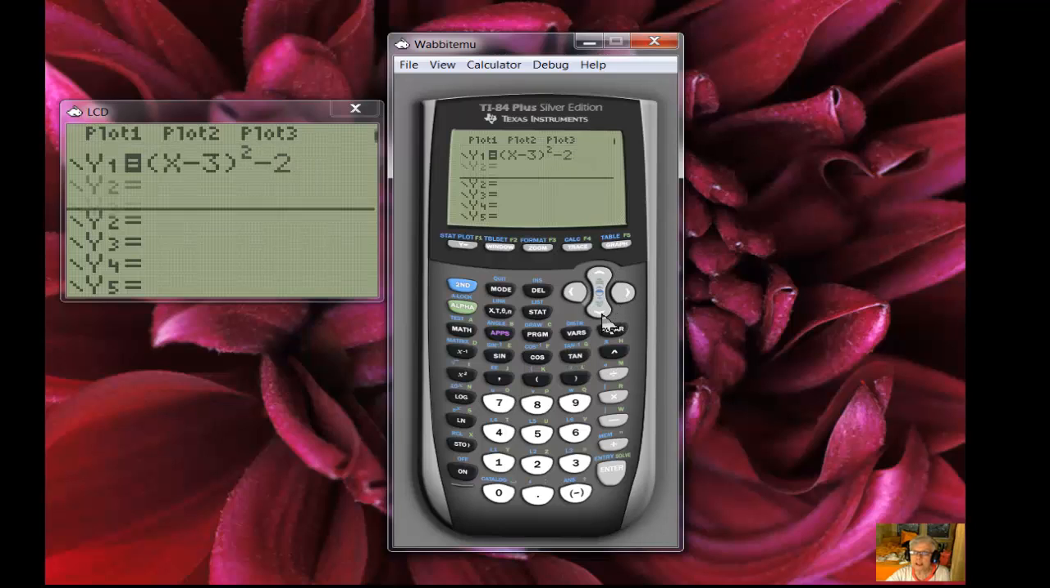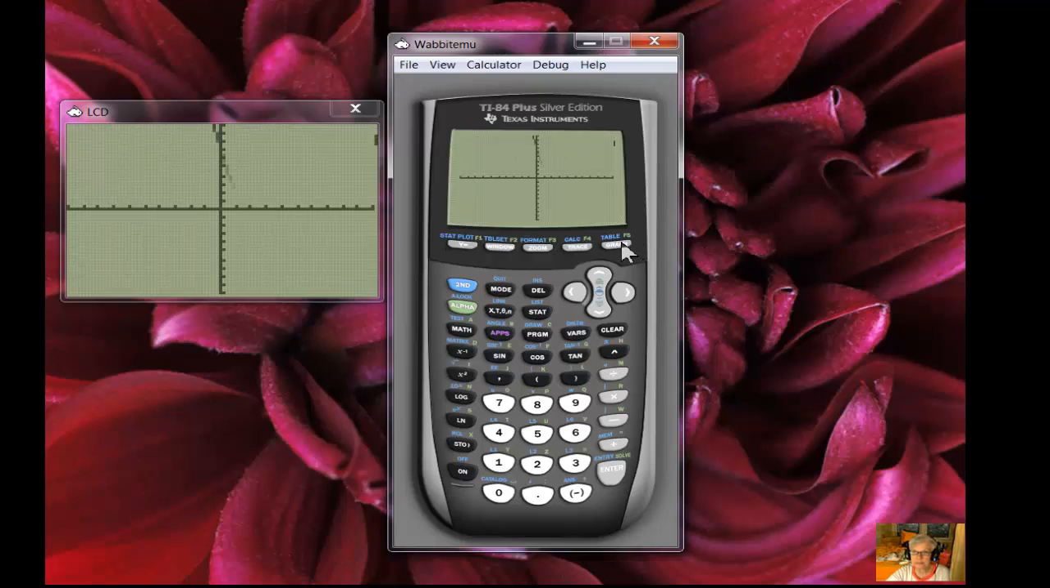Come on over to the end, and then I'm actually going to go down to get this out of the way so that you can see clearly what I'm doing. I've got an x squared parabola. I'm moving it to the right three places, and I'm moving down two places. And so there I go. That is incredible.